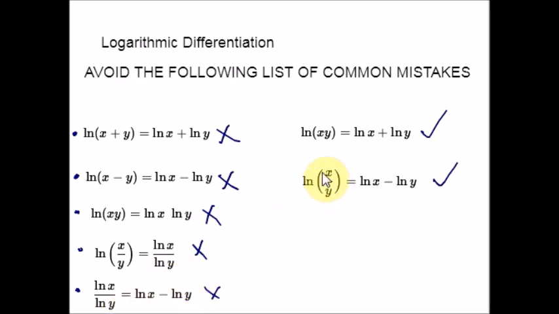Actually, ln is outside the fraction x over y. But here, it is ln of x divided by ln of y. These two are separate functions, not the same function. So this formula is not applicable here. Please have a glance over the commonly made mistakes while doing logarithmic differentiation, so hopefully you will avoid all these mistakes.